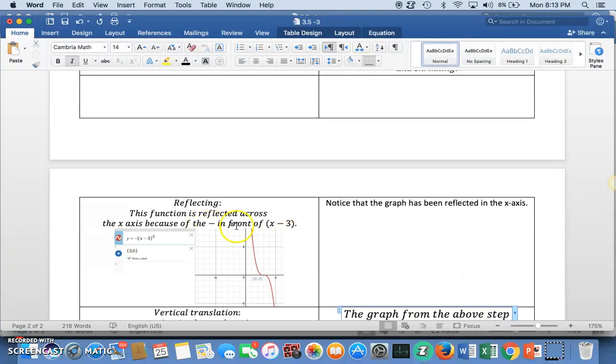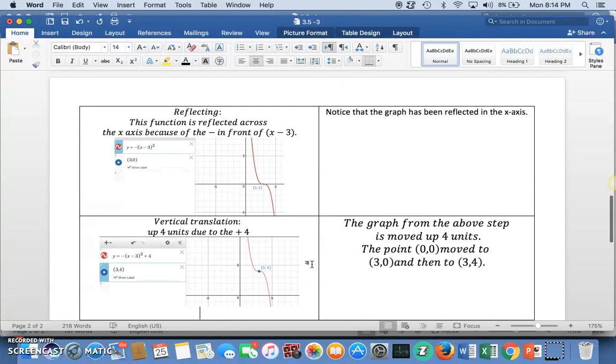Reflecting. The negative in front of the x minus 3 out here. This is where you see this negative out in front. It flipped from starting low and going high, to starting high and going low. It reflected over the x-axis. The point (3, 0) did not change, but all the other points would have changed. That's your anchor point. Then you had a vertical translation, the up 4.